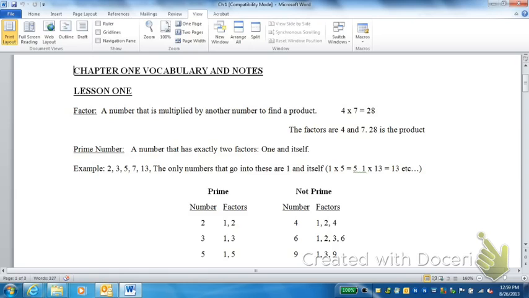A prime number is a number that has exactly two factors, one and itself. Some examples of prime numbers are right here: 2, 3, 5, 7, and 13. All these numbers only have two factors, one and itself. For example, 1 times 5 equals 5. 1 times 13 equals 13. No other two numbers, when you multiply them together, will equal those numbers.